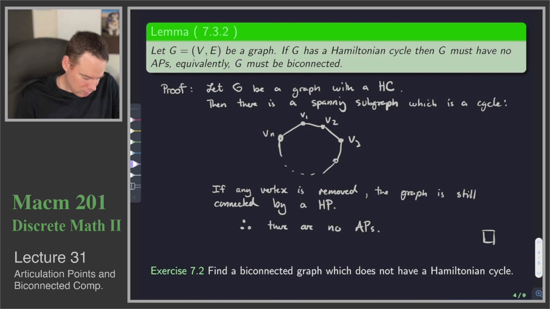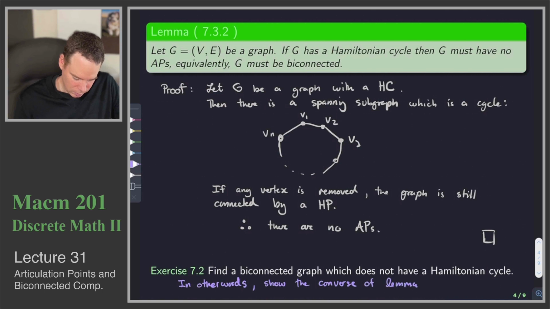The exercise that I want you to ponder is to find a biconnected graph which does not have a Hamiltonian cycle. So find a graph that's biconnected, so it has no articulation points, but does not have a Hamiltonian cycle. In other words, what are we asking here? We're asking to show that the converse of lemma 7.3.2 is false.